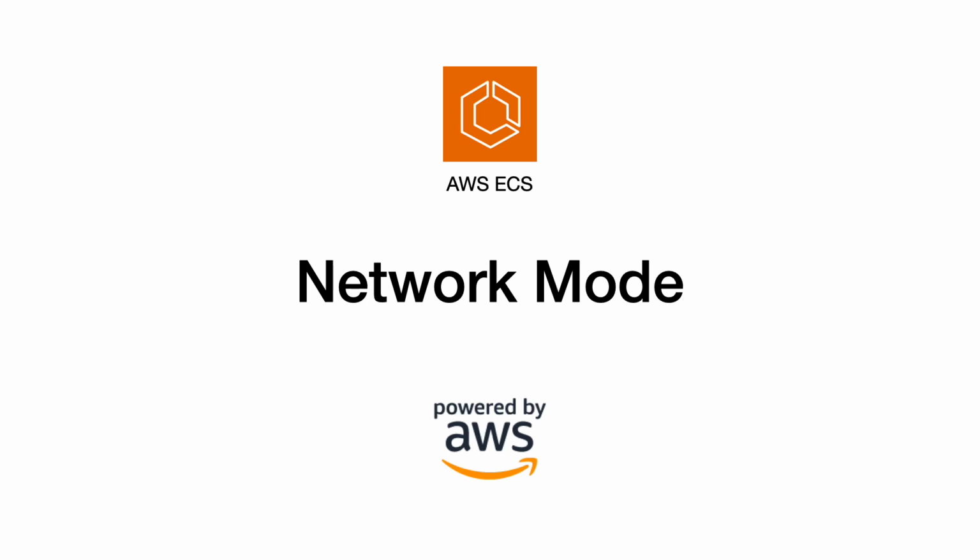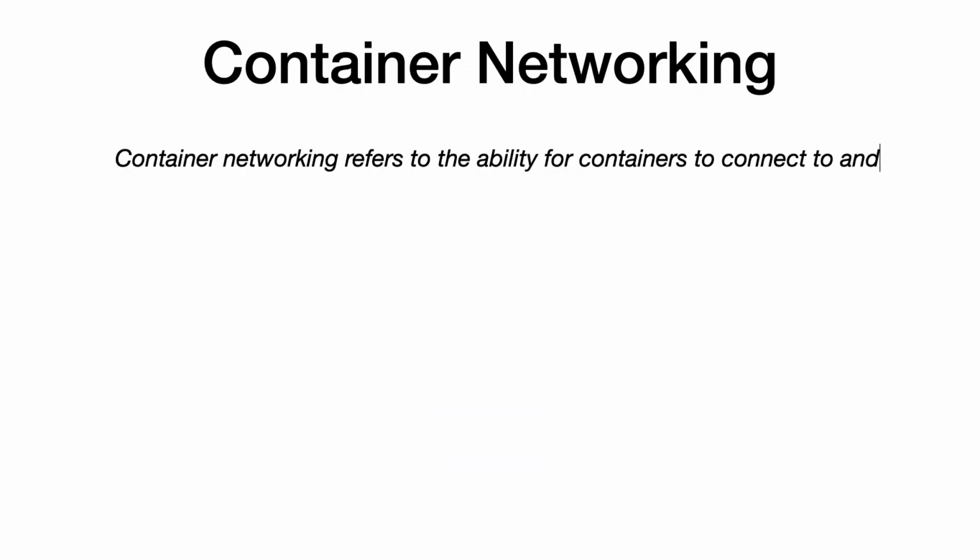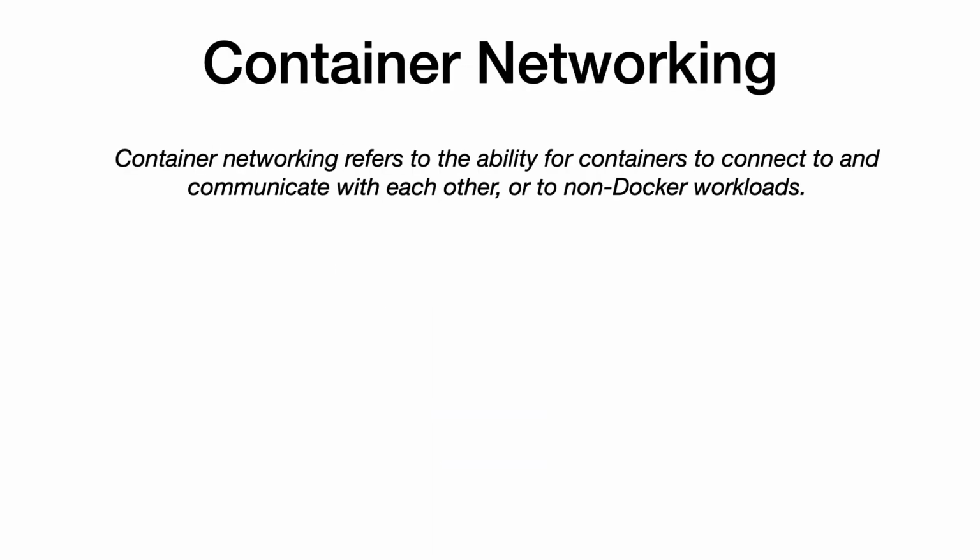In this video, I am going to discuss ECS Network Mode, the available options, and their applicability. Container networking refers to the ability for containers to connect and communicate with each other, or to non-Docker workloads. This is the definition provided by Docker, and it's applicable for ECS as well.